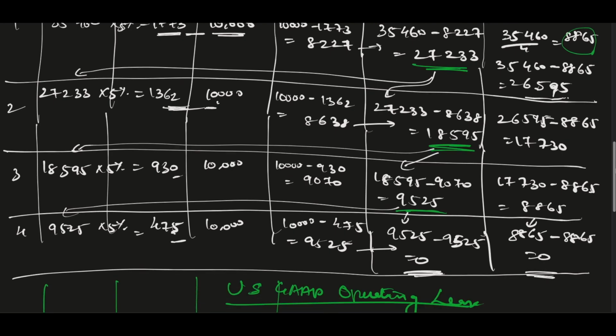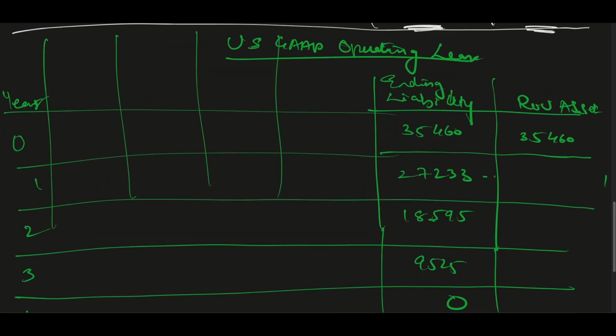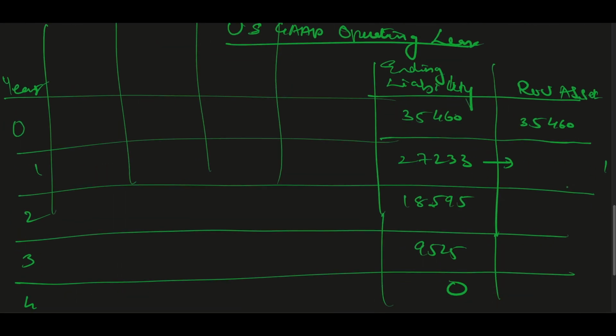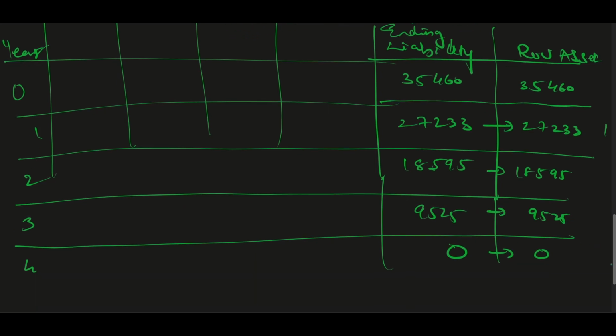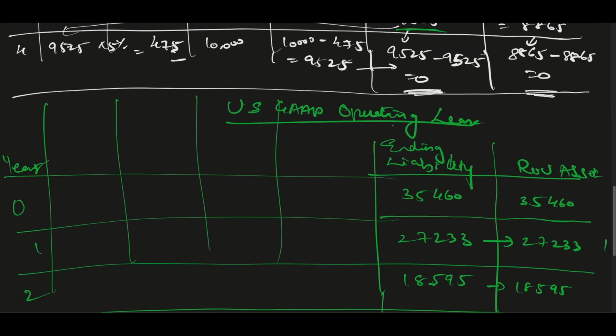Instead, whatever the liability is, the same number I will report as the right of use asset as well. So 27233, here it will be 18595, here it will be 9525, and here it will be 0. Okay, so this is the US GAAP operating lease. This is how I'm supposed to do it.